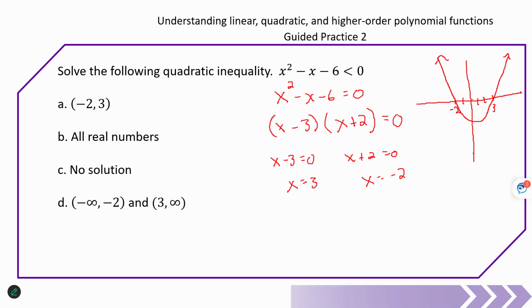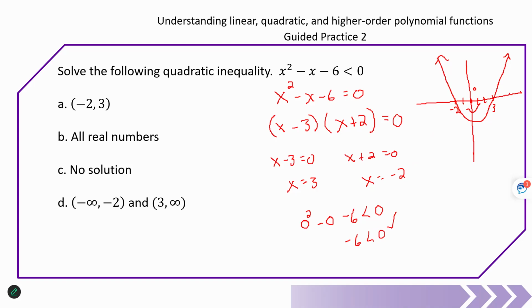So let's say we just check 0. We plug in 0. We would get 0 squared minus 0 minus 6 is less than 0. Well, that gives me -6 is less than 0. Okay, that's a true statement. So we should feel good about this region in here between -2 and 3.